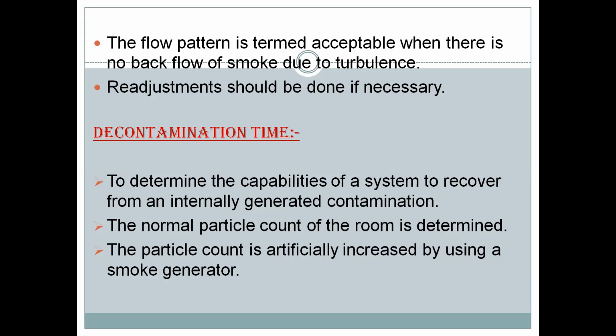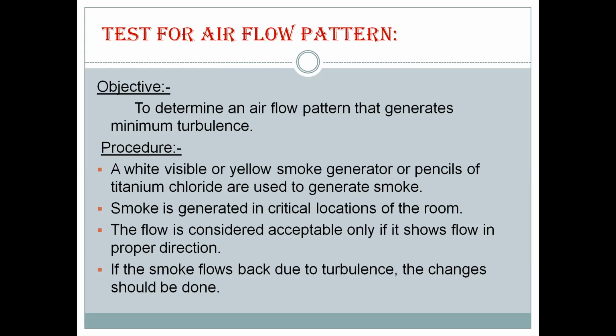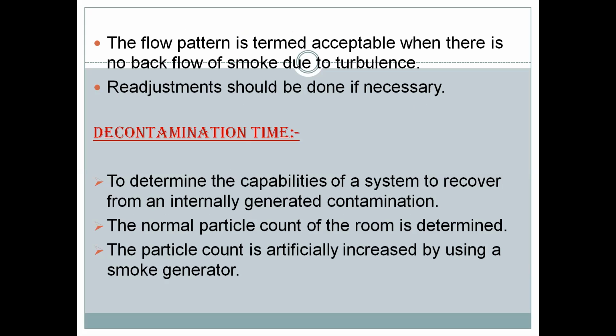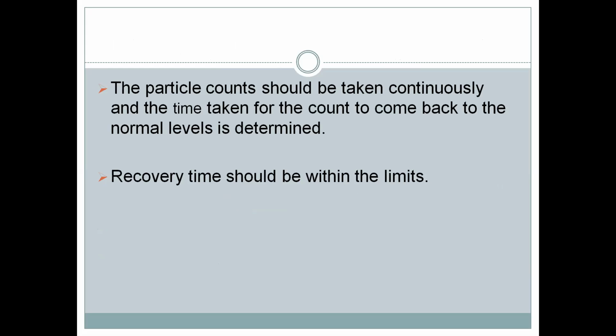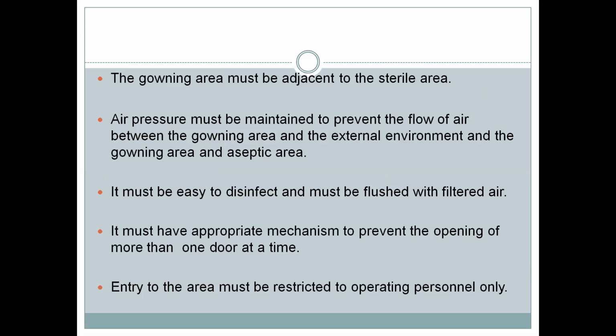And decontamination time. Here we have to determine the capability of a system to recover from an internally generated contamination. Then the normal particle count of the room is to be determined. The particle count is usually increased by using a smoke generator. The particle counts should be taken continuously as the time taken for the count to come back to normal levels is determined. Recovery time should be within the limits.